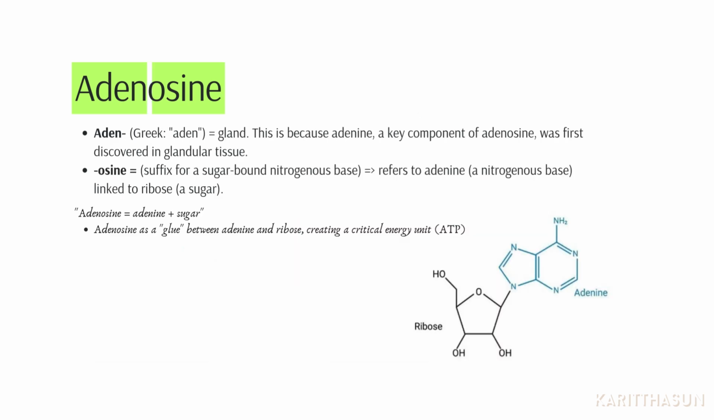Now, let's take a quick look at adenosine. This word is made of aden, which comes from the Greek word for gland, because adenine, a component of adenosine, was first discovered in glandular tissues. The suffix "-osine" refers to a sugar-bound nitrogenous base, indicating that adenosine is a combination of adenine and ribose, a sugar. So you can think of adenosine as a unit formed from adenine and sugar, and it serves as the core structure for ATP, the energy currency of our cells.